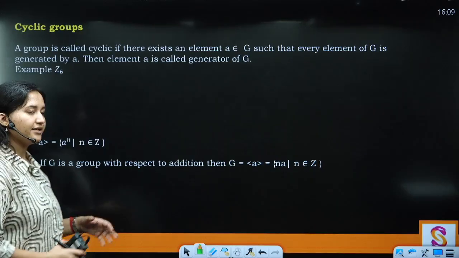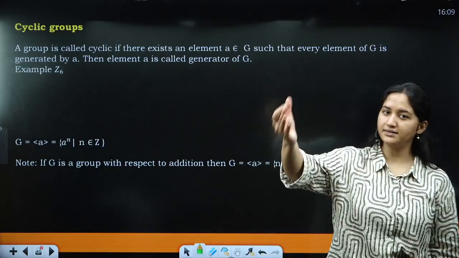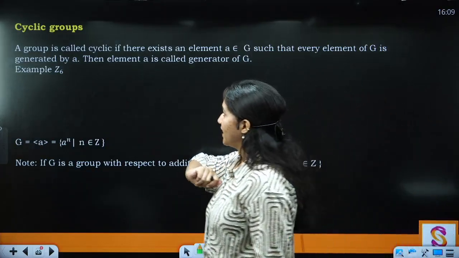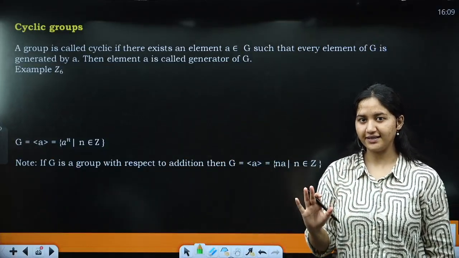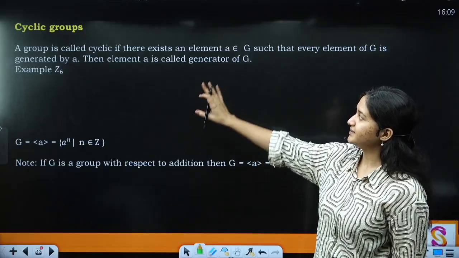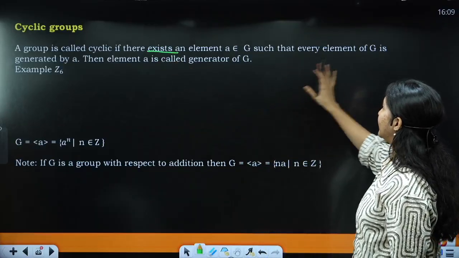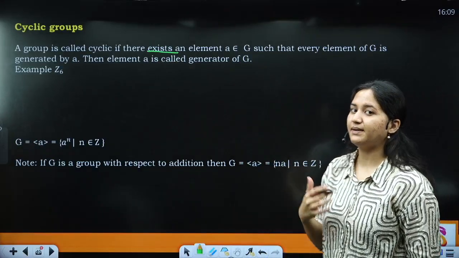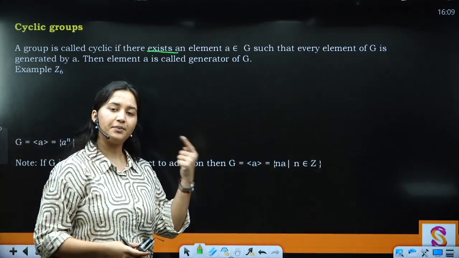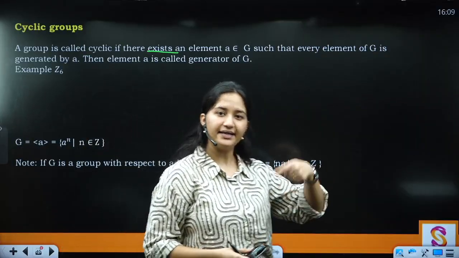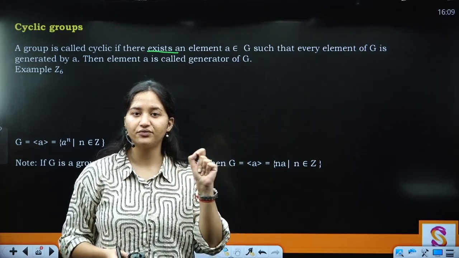Now we'll just take an introduction of cyclic groups, okay? A little intro, and then we'll be continuing cyclic groups in the next lecture. Now what is a cyclic group? Very easy to understand, nothing too fancy. A cyclic group is when there exists an element A such that every element of the group is generated by A. Meaning, take some element, and if you keep on applying the binary operation on that element, you are going to generate each and every element of that group.